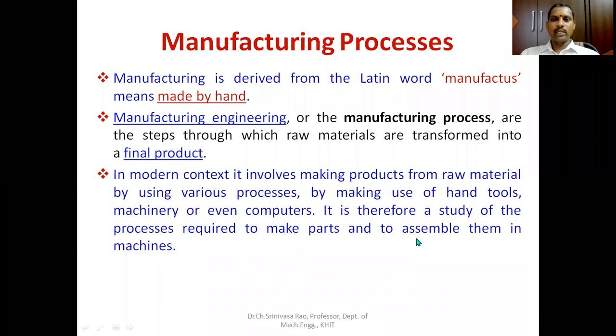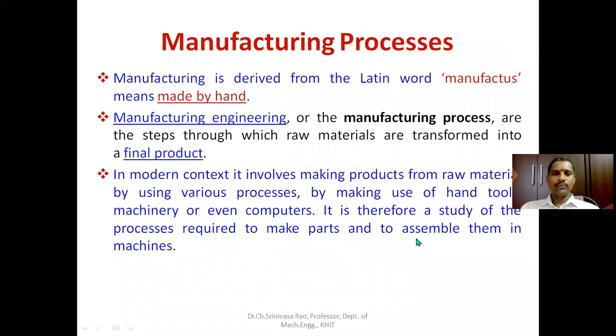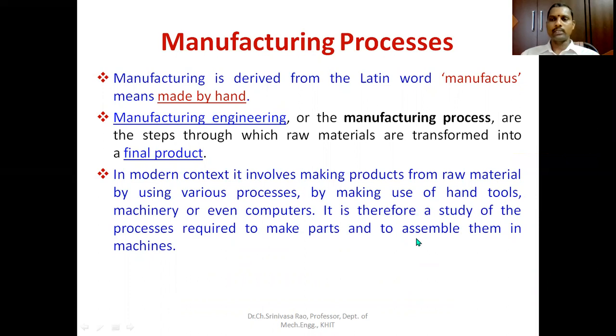So manufacturing. Before discussing the metal cutting process, first let us discuss what is meant by manufacturing. Already we have discussed it in the second year, first semester also. Manufacturing processes are classified into two categories: primary manufacturing process and secondary manufacturing process. So let us discuss these manufacturing processes briefly, and then we will switch over to the metal cutting process.